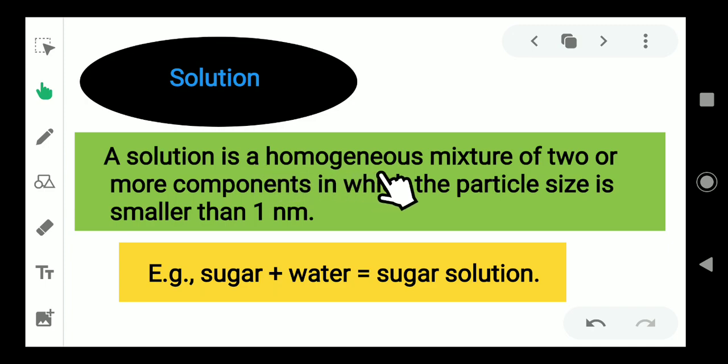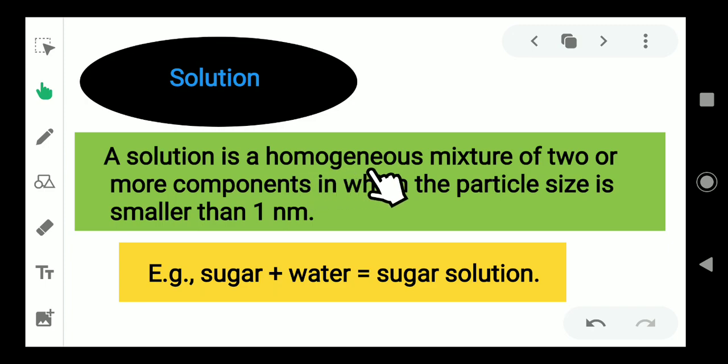A solution is a homogeneous mixture. What is meant by homogeneous mixture? It is a mixture which is the same in all parts of that solution. Consider a glass of sugar solution. If we mix the sugar perfectly in that water, whichever part we select, the amount of sugar will be the same. That means every part of the sugar solution has the same concentration of sugar. Such a type of solution is called a homogeneous mixture.